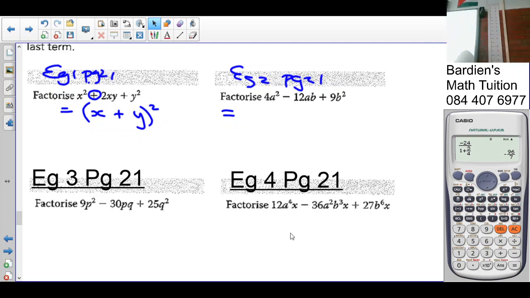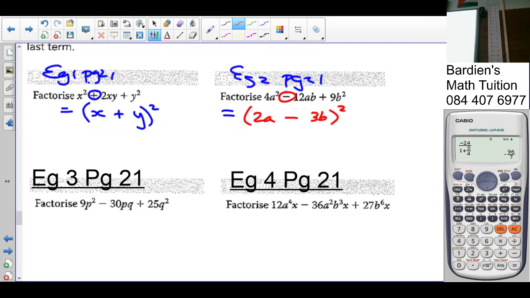Right. What's the square root of 4a squared? 2a. What's the square root of 9b squared? 3b. What sign must be here? Minus. Why? Because that's the sign in the middle term. People, the sign of the last term must be positive. It must always be positive. If it's not positive, then it's not a perfect square trinomial. Okay. So what is 2a times 3b times 2? Negative 12ab. Is that the case? Yes. So yes, perfect square trinomial.